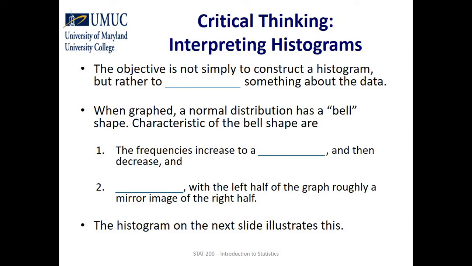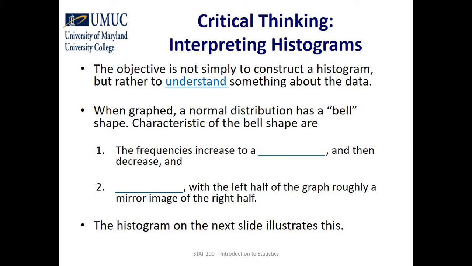Now, let's talk about interpreting histograms. Why do we use a histogram? Why do we generate them? Why do we waste our time creating them? So the object is not simply to just create one, but rather to understand something or to learn something about the data. So when graphed, a normal distribution has a bell shape. And not all histograms are bell shapes, but a normal distribution has a bell shape.